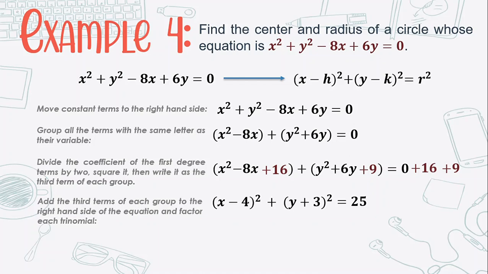Now, our equation is in center radius form. We can now easily identify our center and radius. Our center is at point (4, -3). Again, that is from (x - 4)^2 and (y + 3)^2, the values of h and k. And our radius is again the square root of 25, which is equal to 5. Now, the center and the radius of the circle whose equation is x^2 + y^2 - 8x + 6y = 0, our center is at (4, -3), and the radius is 5.